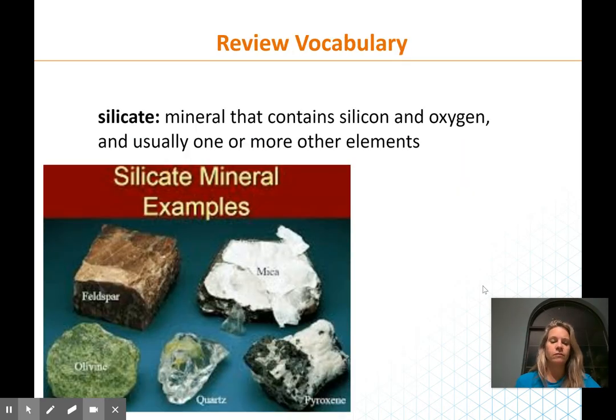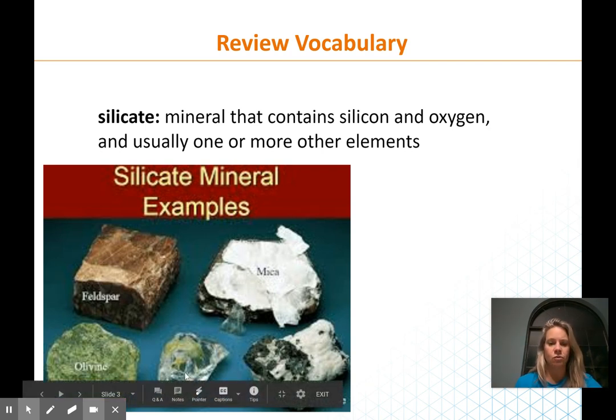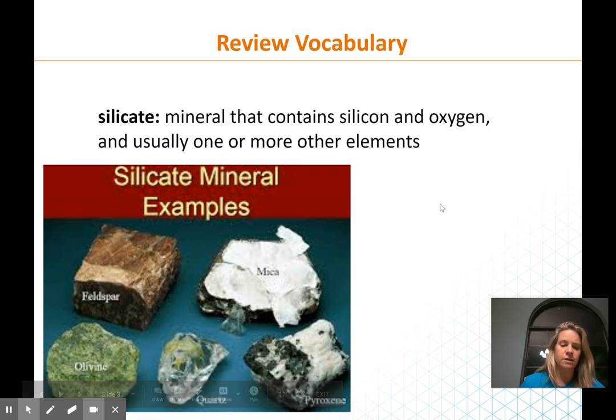All right, so a review from the last section. A silicate is silicon and oxygen combined together. These are some really common examples of silicates. You looked at quartz the other day. I did not have you look at the other things, but we've got pyroxene, mica, feldspar, olivine. These are the most common.